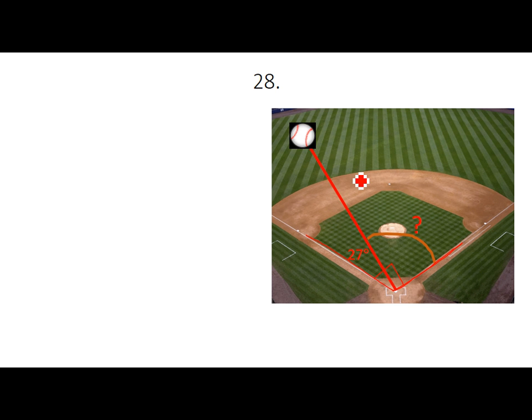They want to know if I hit this ball and made a 27-degree angle with third base, the third base line, what angle did it make with the first base line? Would be 90 versus 60. What do we know about those two angles? They're complementary. So what would that be like? 63 degrees.